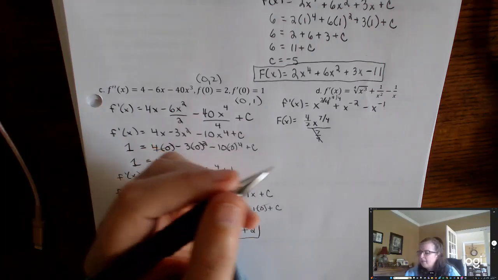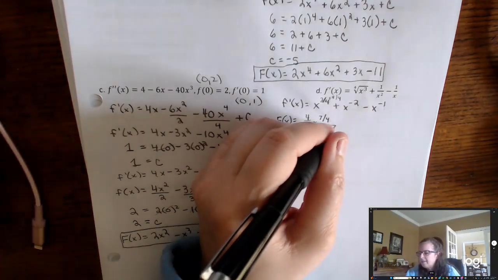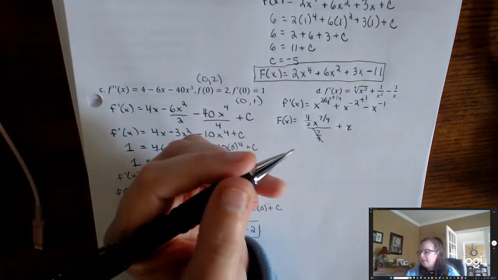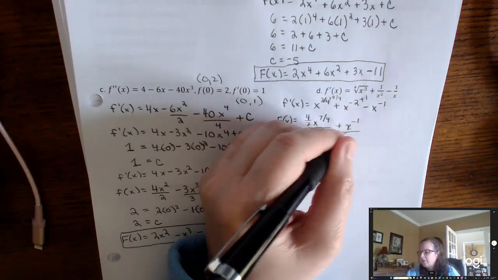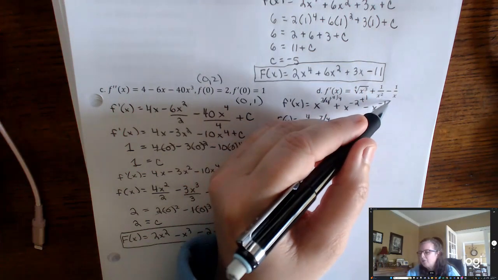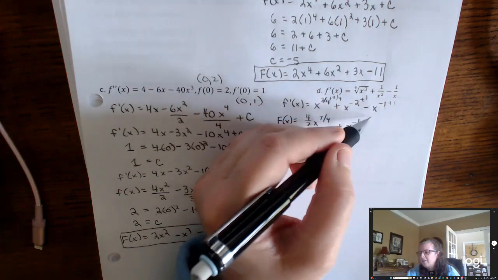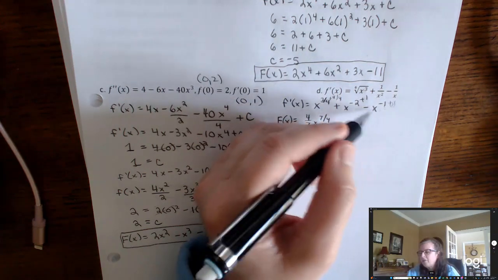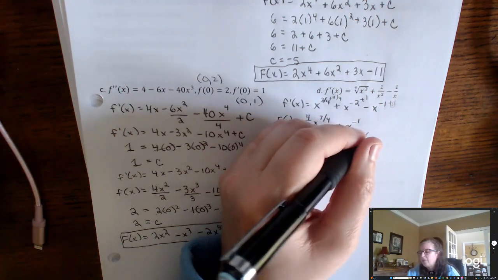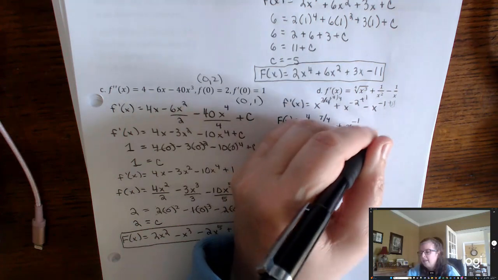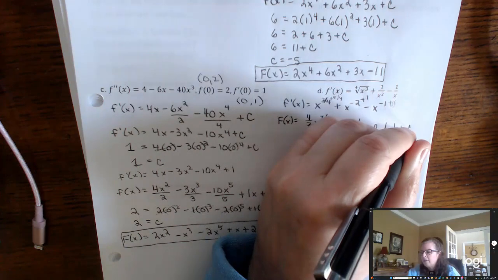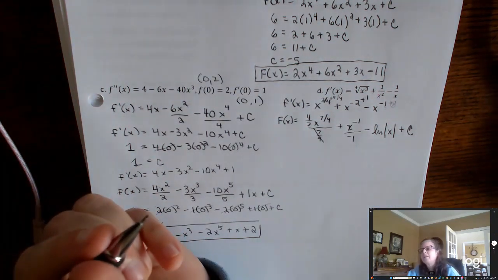Alright, so this one, we've got x, and we're going to add 1 to negative 2. That's negative 1, and we're going to divide by negative 1. Now remember this one, if you try to add 1 to negative 1, you get 0, and you can't divide by 0. So that should remind you that there's a different rule here. The antiderivative of x to the negative 1 is natural log of the absolute value of x. And we don't know what constant might be there, so plus c.